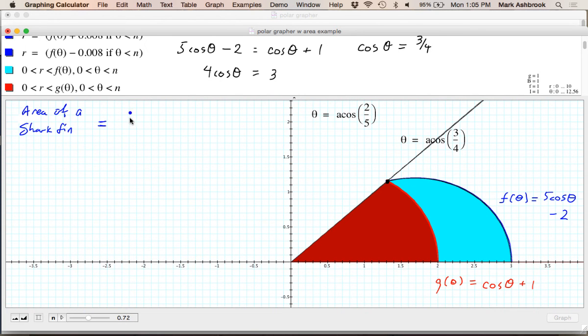All right. So the area of the shark fin is going to be the area from 0 to arc cosine of 3/4 of 1/2 r squared. What is r for this one? 5 cosine theta minus 2. Okay. Minus, same bounds.